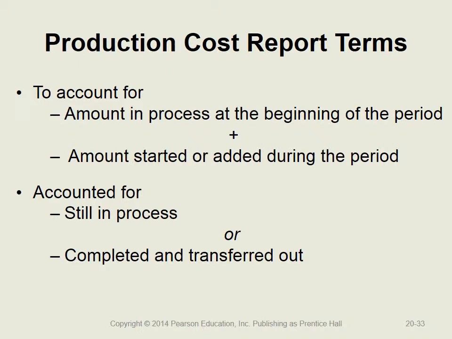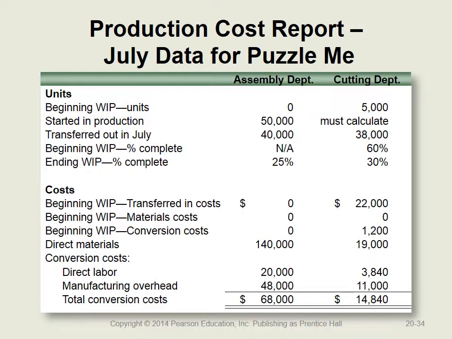To illustrate the use of these terms, let's prepare production cost reports for Puzzle Me's 2 departments for the month of July. The following is Puzzle Me's data for the month of July for the assembly department and the cutting department. We will be preparing the production cost report using the weighted average method. In Appendix 20A, we will use the first in, first out method.